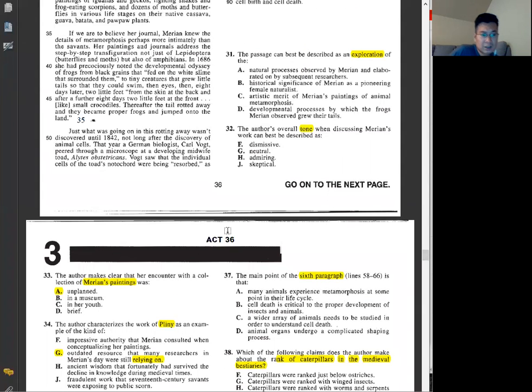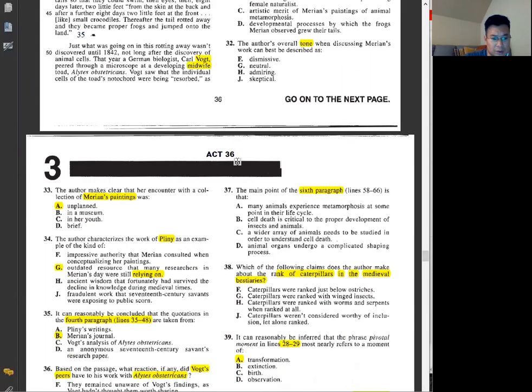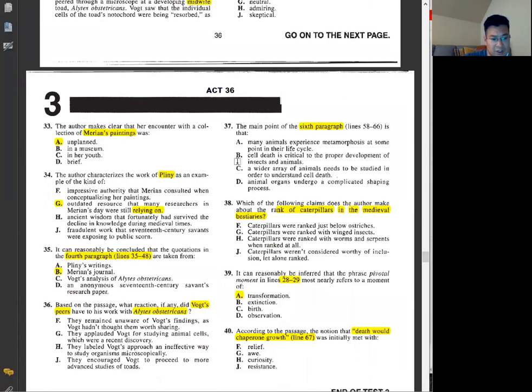And then the next paragraph: just what was going on in the rotting away wasn't discovered until 1842, not long after the discovery of animal cells. That year, the German biologist, this Vogt. So now we know Vogt is here, which is question 36. It says in the question, if any, did Vogt's peers have to his work with this one.